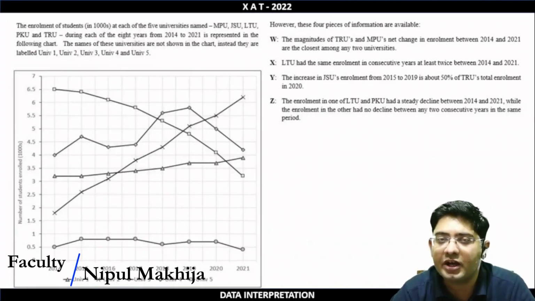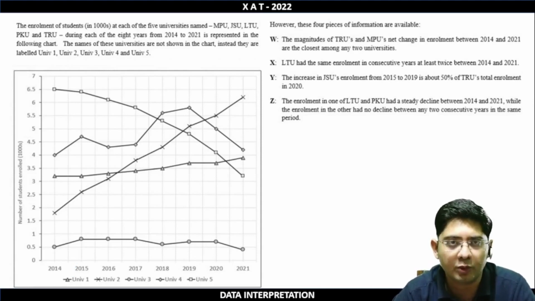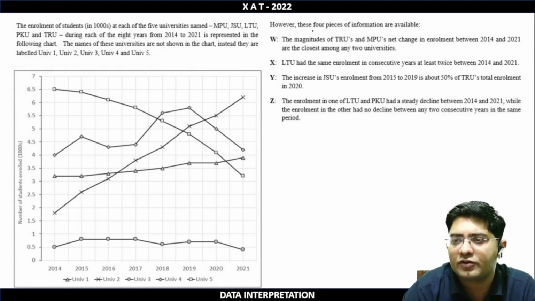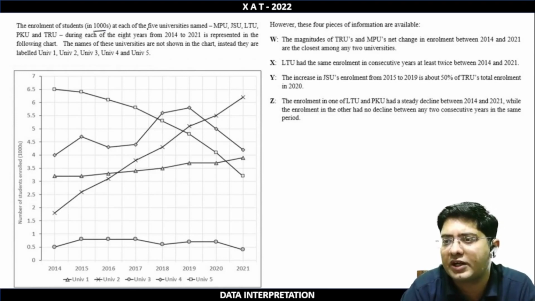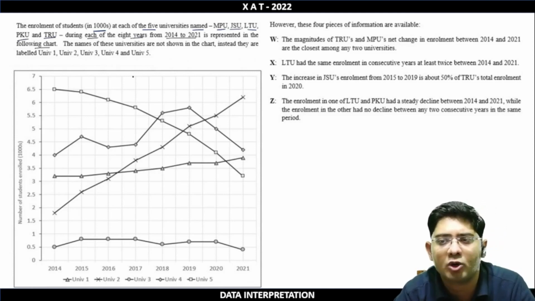In this session, we are going to see the DI set based on line graph from Z22. Okay, so let's look at the direction set. The enrollment of students in thousands at each of the five universities named MPU, JSU, LTU, PKU, and TRU during each of the 8 years from 14 to 21 is represented in the following chart.